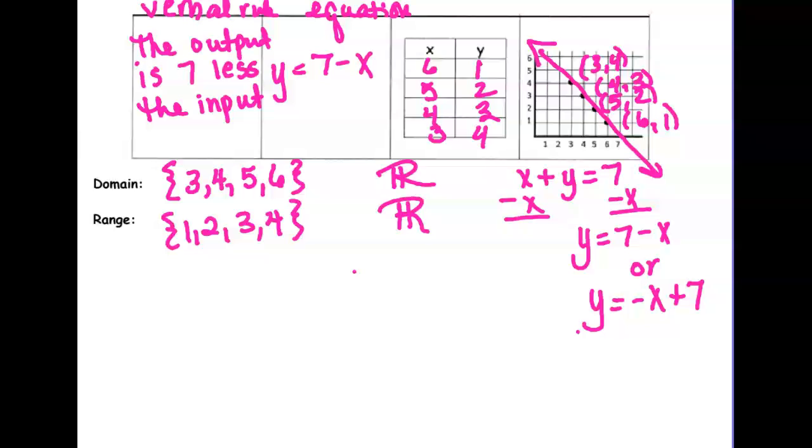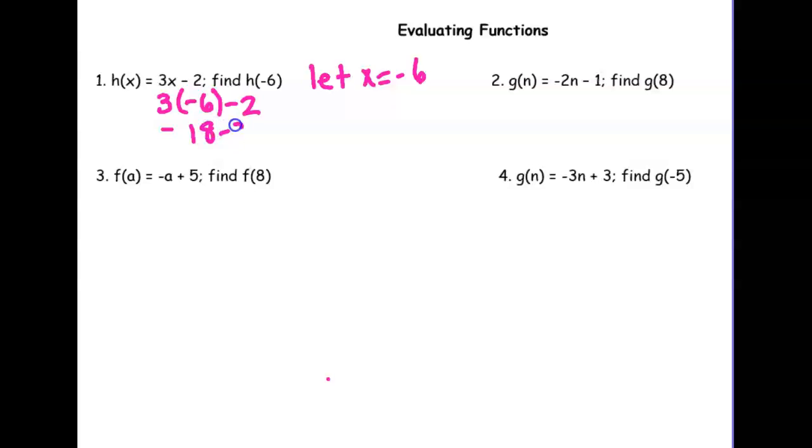All right, so evaluating the functions. Now this says h of x is equal to 3x minus 2. Find h of negative 6. All that really means is let's let x be equal to negative 6, and we just plug it in. 3 times negative 6 minus 2 is negative 18 minus 2, which is negative 20. So you can either circle negative 20 as the answer or write it out and say h of negative 6 is equal to negative 20.